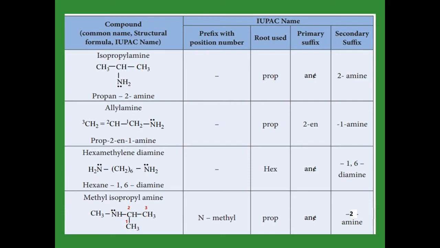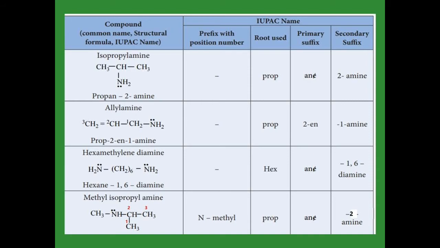The next one, methyl isopropylamine is the common name for this compound. Now we are going to see the IUPAC name. I put red color 1, 2, 3. The second carbon contains the amine, and 3 carbon means prop, single bond ane, and second carbon containing amine, so 2 amine.